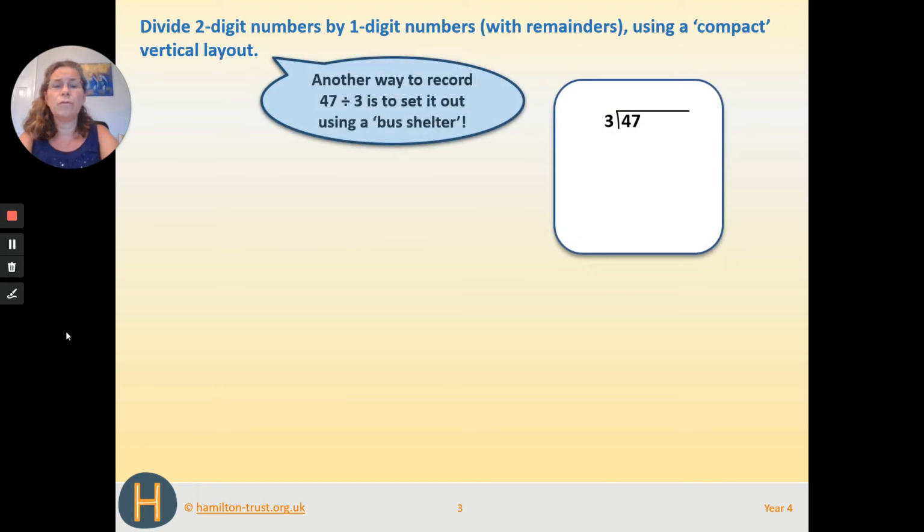Another way to record 47 divided by 3 is to set it out using the bus shelter method. It looks a little bit like the numbers waiting at the bus stop. This is still the same maths, we're just setting it out in a different way.